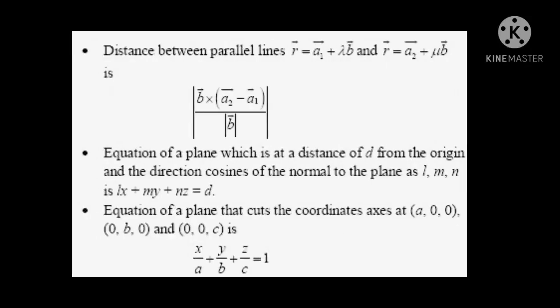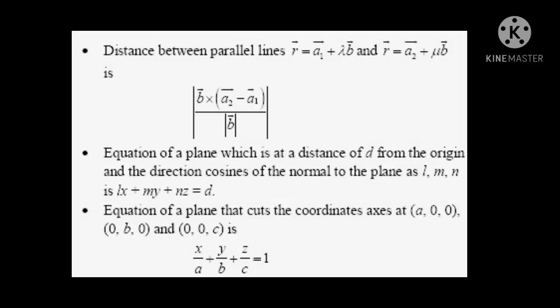Okay, so the next one is the distance between parallel lines: r vector is equal to a1 vector plus lambda b vector, and a2 vector plus mu b vector. See here, r vector is an equation of a vector, right? So we are having 2 such vector equations, and here we are using a1 and a2 because there are 2 different points but the lines are parallel. So here we are finding the distance between 2 parallel lines, as simple as that.